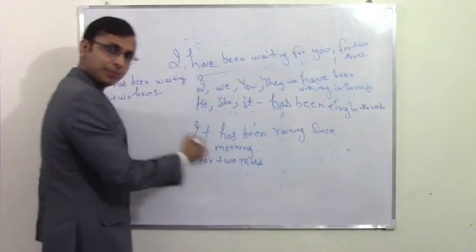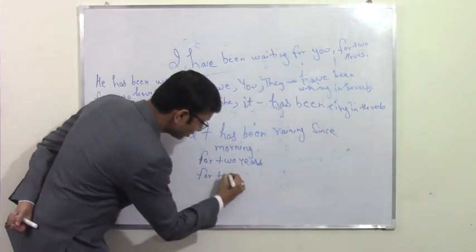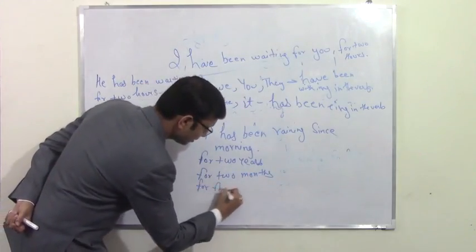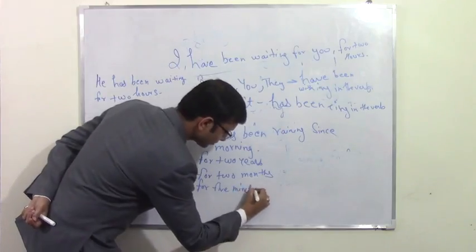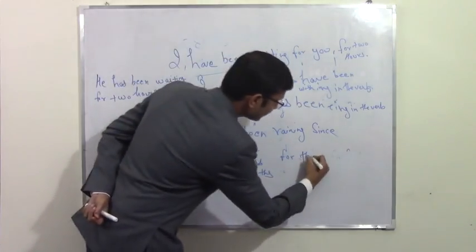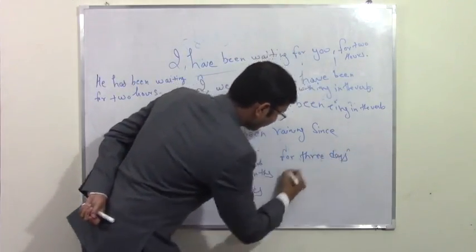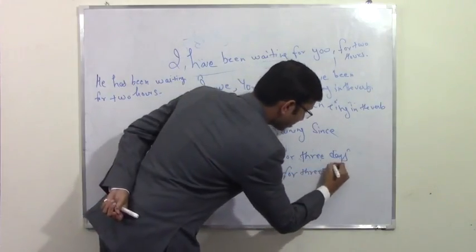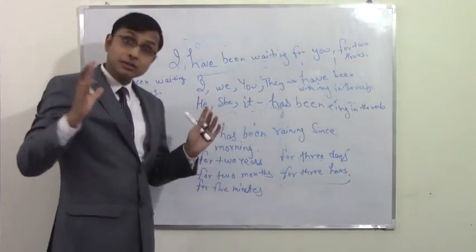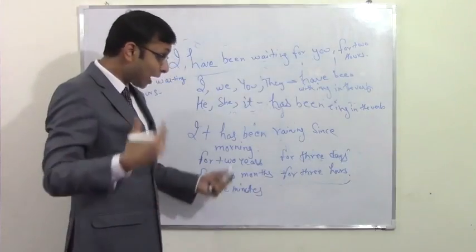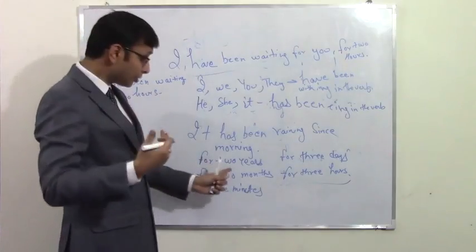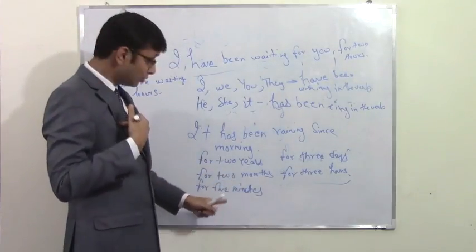You can write it down, that's extremely important. For 2 years, for 2 months, for 5 minutes, for 3 days, for 3 hours. Because this time is not fixed, this is the amount of the time. 2 साल से, 2 महीने से, 5 मिनट से, 3 दिन से, 3 घंटे से. I've been waiting for you for 2 years. I've been waiting for you for 2 months. I've been waiting for you for 5 minutes.